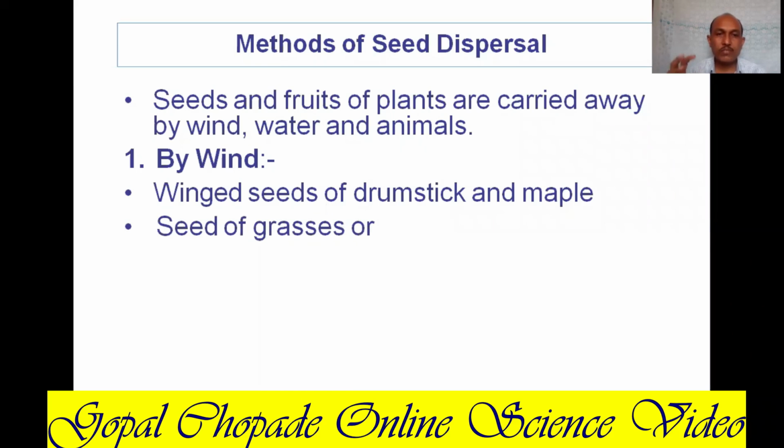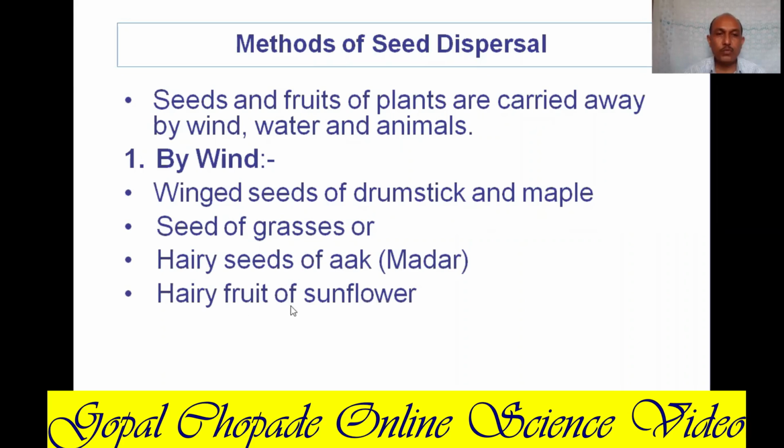Or seeds of grasses, or even the hairy seeds of Okia mathar. So these are hairy fruit of sunflower. Okay, so hair-like structures are there. They are very light in weight. So if these structures are present on a seed, it will become very light and that will spread through the air. So that will carry.